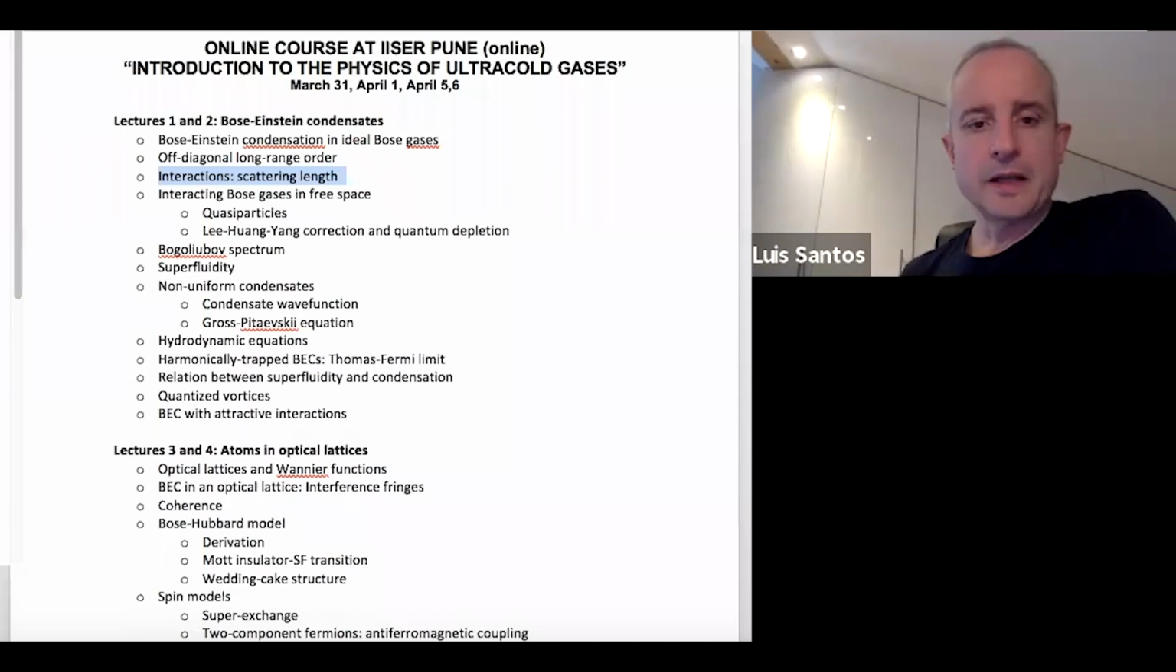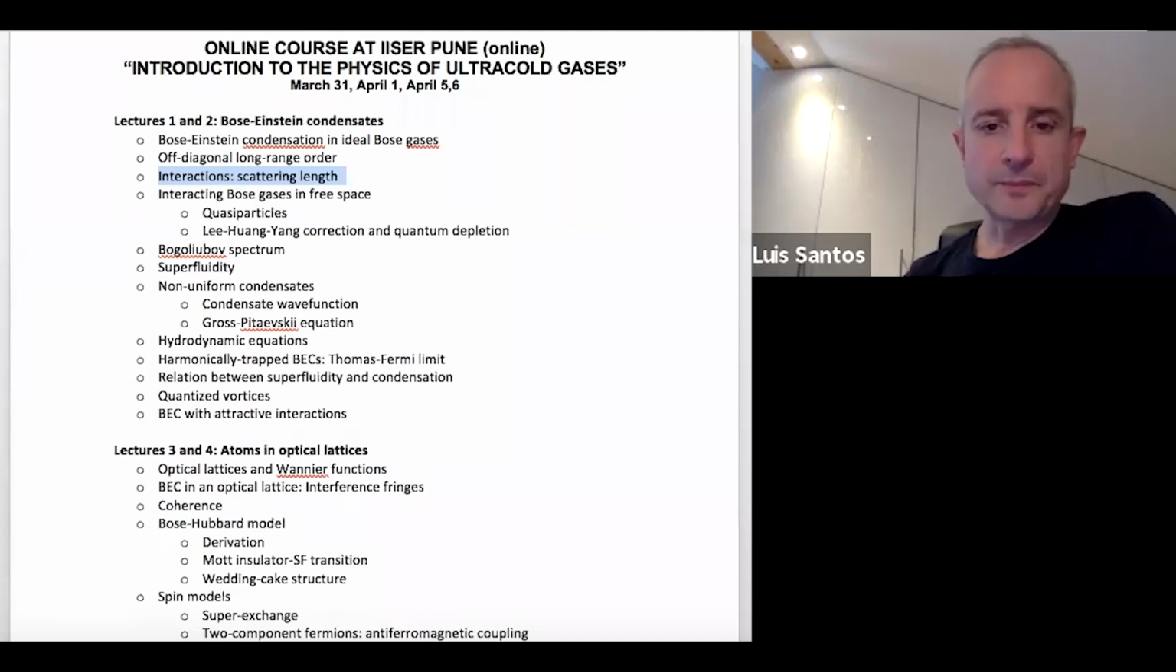And then we obtained the quasi-particles and the quasi-particle spectrum, which describes the excitations in the condensate. In particular, we had a look at this spectrum, the so-called Bogoliubov spectrum, and which consequences this has, in particular, for the idea of superfluidity.